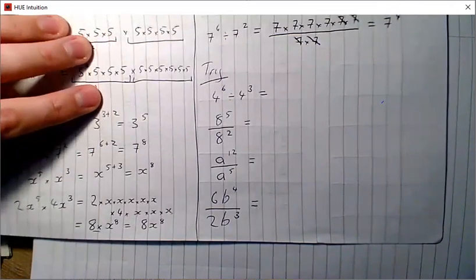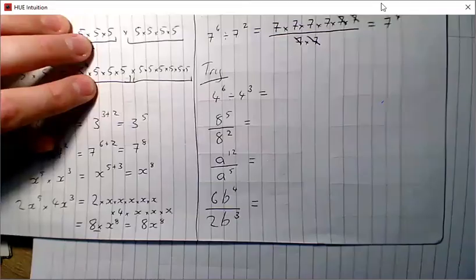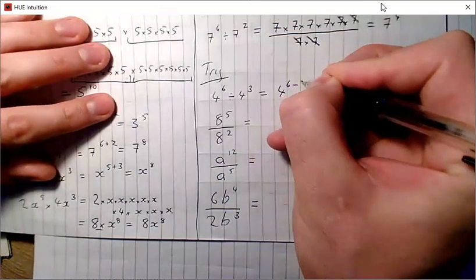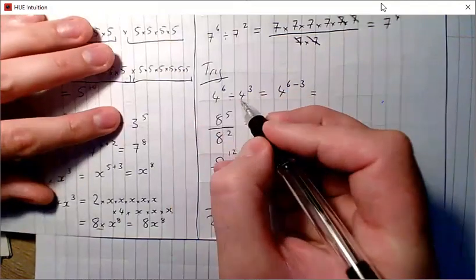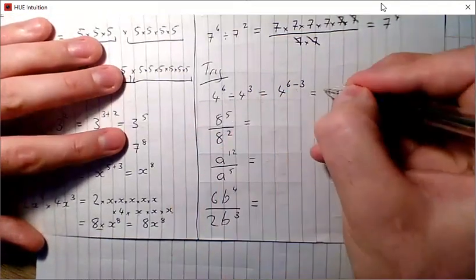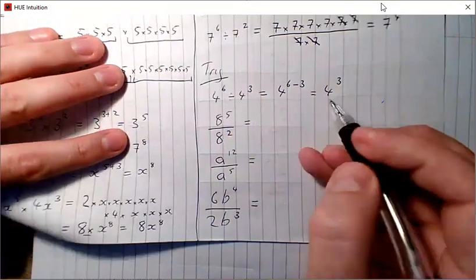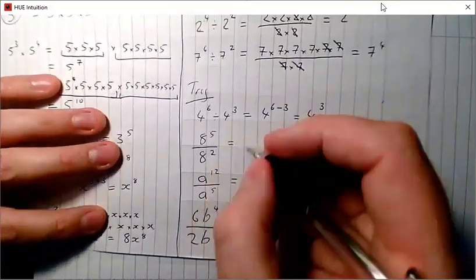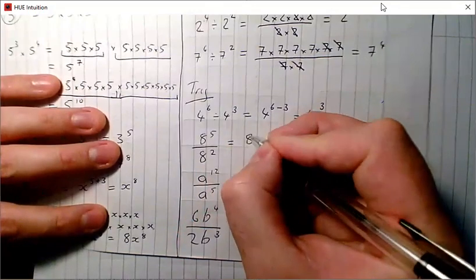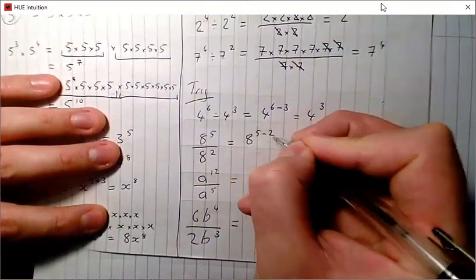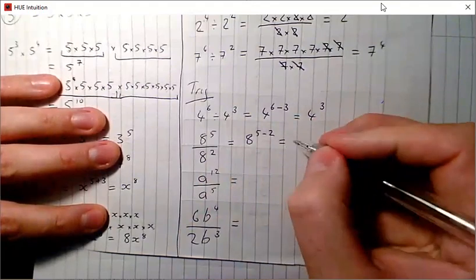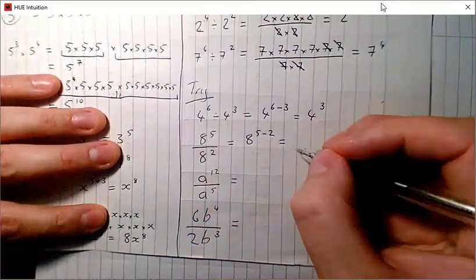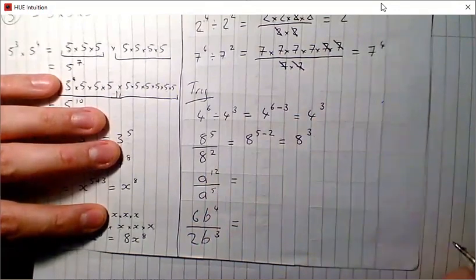I'll do them myself in a second. Just pause the video. Okay, hopefully you're saying 4 to the power of 6 minus 3. Okay, 4 to the 6 divided by 4 to the 3, subtract the indices, and that gives 4 to the power of 3. You don't need to multiply that out. You can leave it in index form is what that's called. This is different notation, same idea. 8 to the power of 5 minus 2. That's going to be 8 to the power of 5 divided by 8 to the power of 2 is 8 to the power of 5 minus 2, 8 to the power of 3.